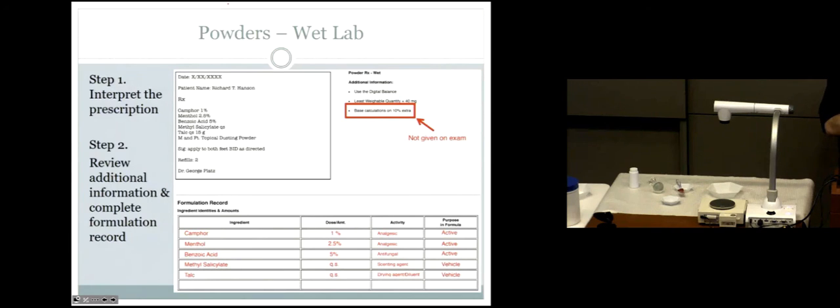Remember efflorescent? Those are powders that give off water of hydration. Why would that be a problem in a powder? Because if you mix them together and they give off water, what's going to happen to your dry powder? It's going to get all wet and clumpy and not be free-flowing. So we have to deal with that.